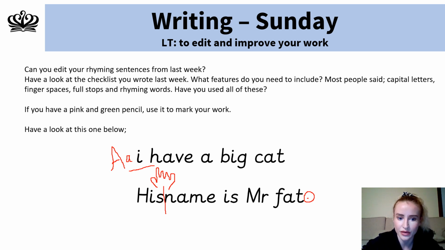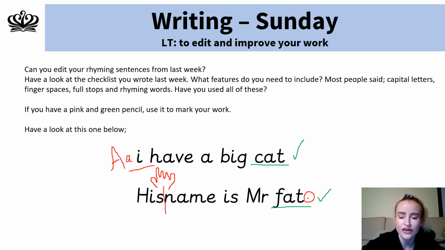Okay, so I've checked for capital letters. I've forgotten one at the start, but I've marked that. Checked for finger spaces, marked it here, and full stops. The next thing on my checklist was rhyming words. So I have a big cat. His name is Mr. Fat. So cat and fat are the rhyming words. I'm going to swap to green and I'm going to underline them in green, green to be seen, and give them a tick because that is good.